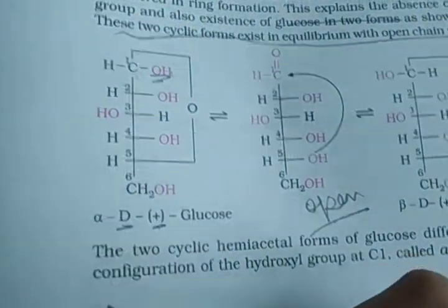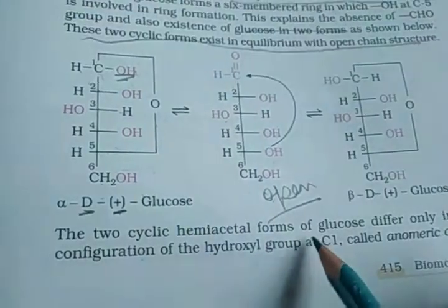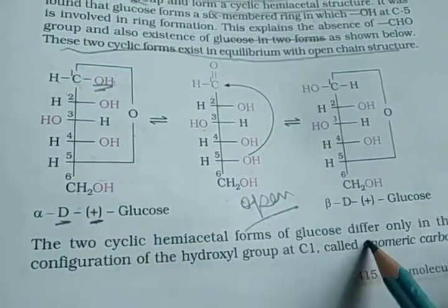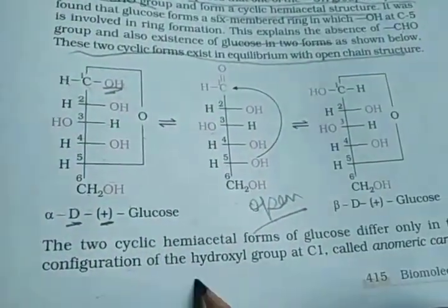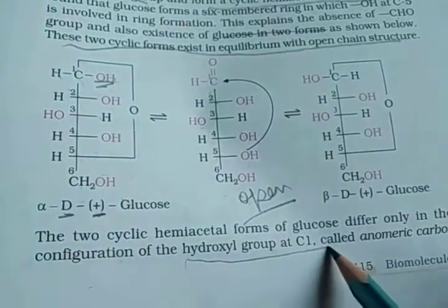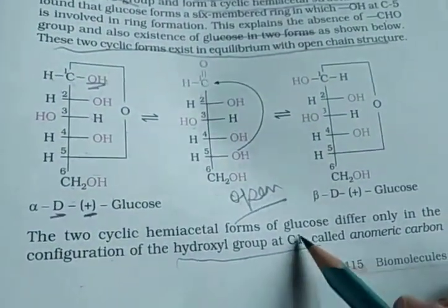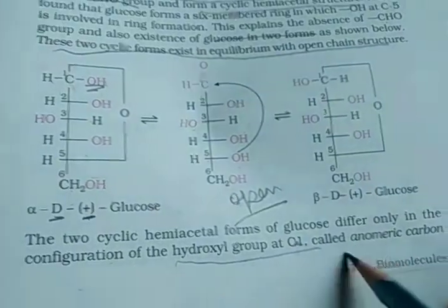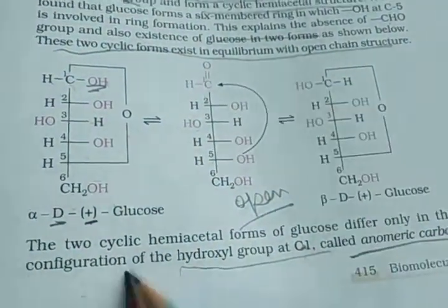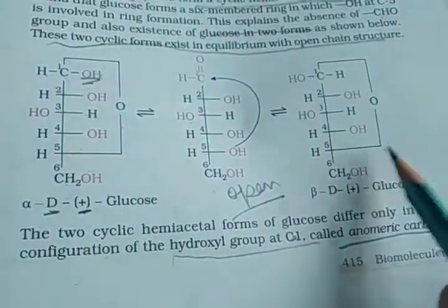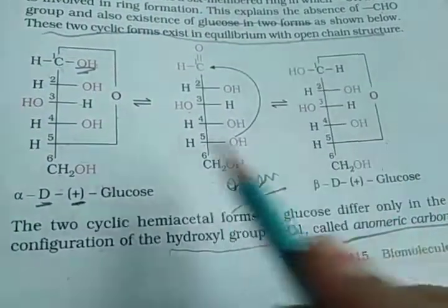Clear? So the 2 cyclic hemiacetal forms of glucose differ only in the configuration of the hydroxyl group at carbon 1, the so-called anomeric carbon.